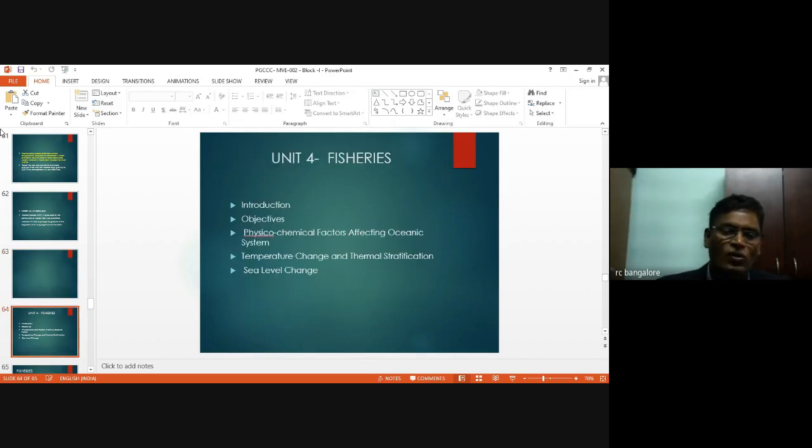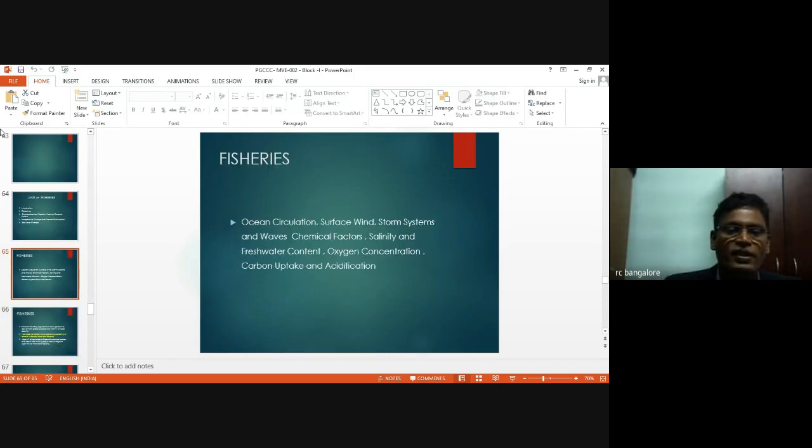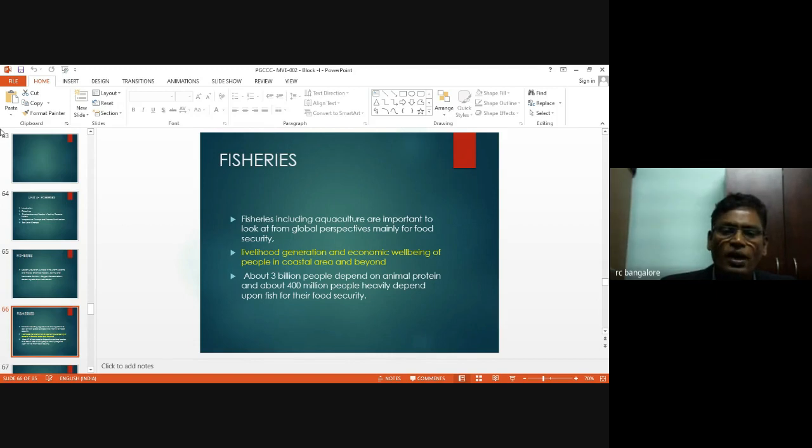So, fisheries. How do fisheries contribute to, or get affected by, environmental and climatic change? If you look at ocean circulation, surface wind, storm systems and waves, chemical factors, salinity and freshwater content, oxygen concentration, and carbon uptake and acidification, all of these contribute in the fishery sector. Fisheries, including aquaculture, are important to look at from the global perspective, mainly for food security, livelihood generation, and economic well-being of people in the coastal area and beyond.